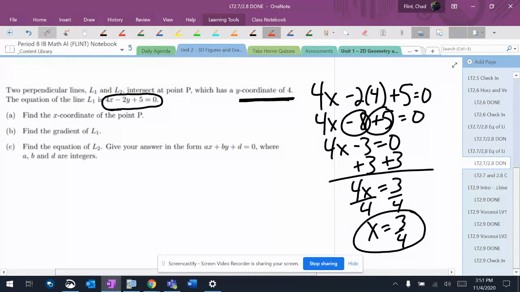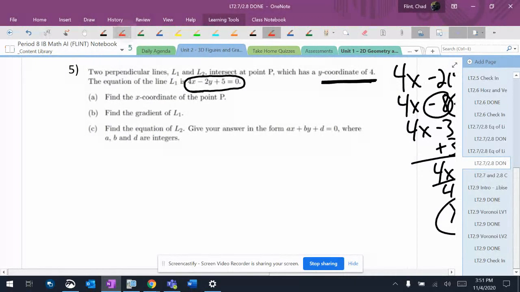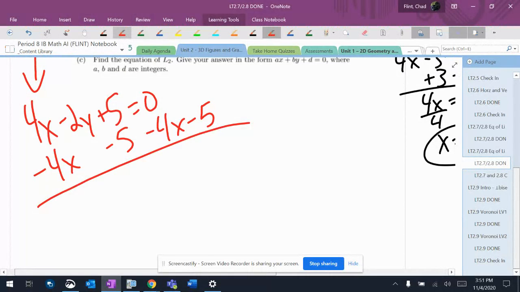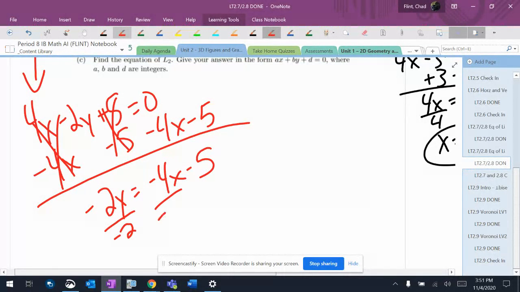Find the gradient of L1. Okay, so to find the gradient of L1, I need it in y equals mx plus c form. So I'm just going to take this thing and get it in y equals form. So 4x minus 2y plus 5 equals 0. So minus 4x, minus 5, those both need to go. So I get minus 2y equals minus 4x minus 5, divided by negative 2, everything.